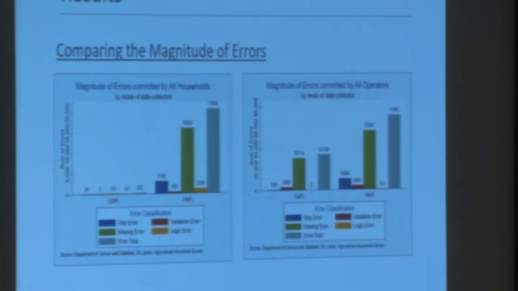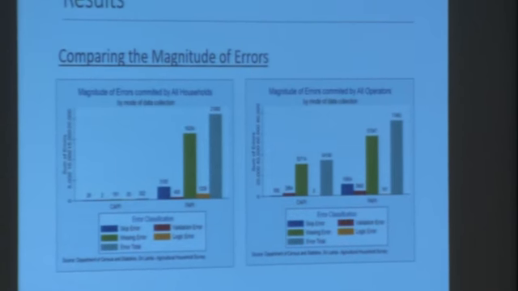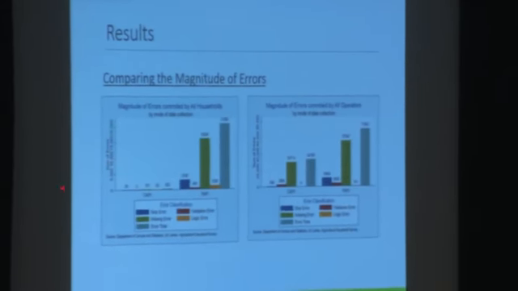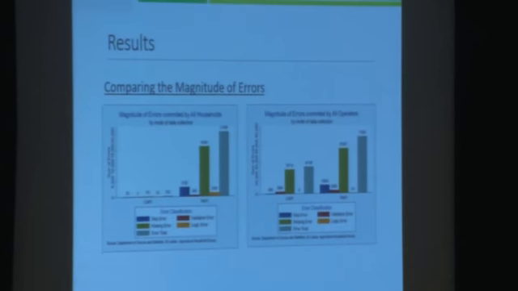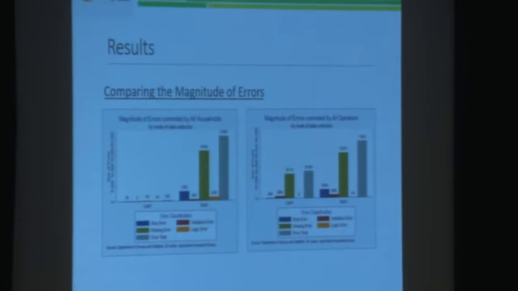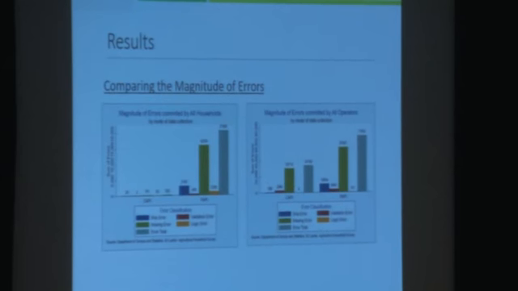Comparing the magnitude of error, you can see a few errors under CAPI and PAPI's number of errors in both parts, the household survey and the operator survey.